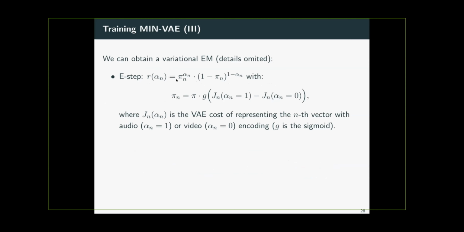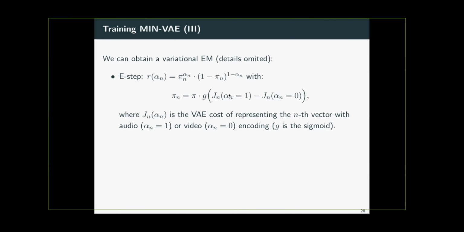And you can see here that the posterior is also a Bernoulli distribution. And pn, which is the parameter of this posterior distribution, is actually the prior parameter p times an extra term. And this extra term involves Gn, which is the standard cost of the VAE representing the nth vector with audio or with video. And g is the sigmoid function. So basically, how do you have to interpret this? Because this is the most important thing.